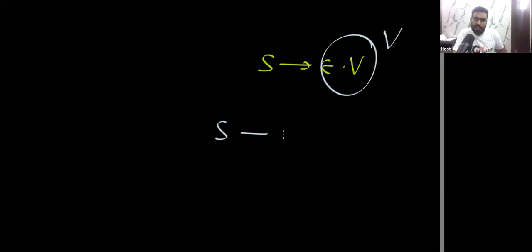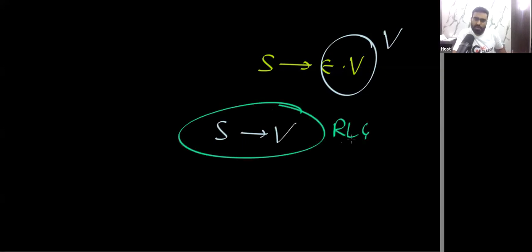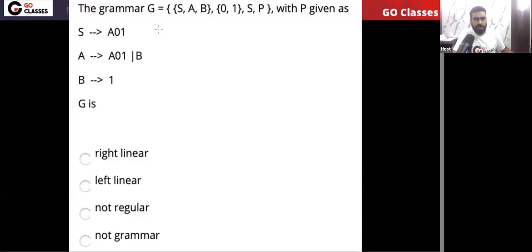what about S generating epsilon dot V? First of all, epsilon dot V is basically the same as V. Yes or no? So this is actually V only. So finally you can see this is allowed in RLG, and this is also allowed in LLG. Is this clear? Now, tell me the answer for this question.